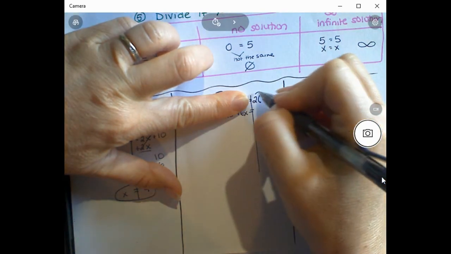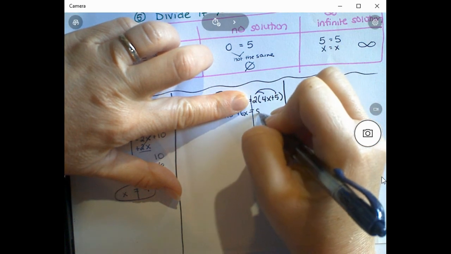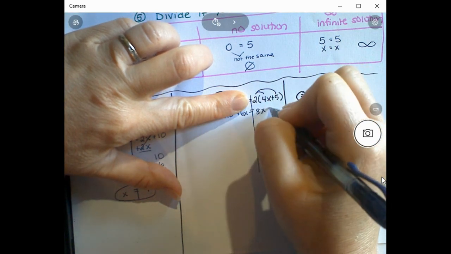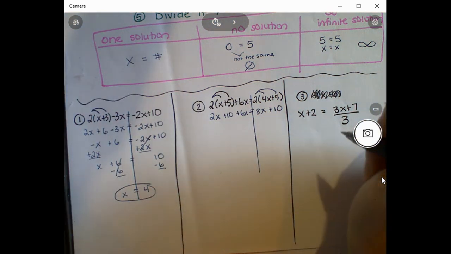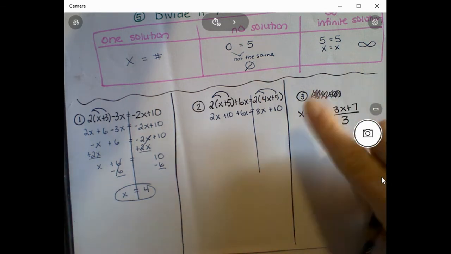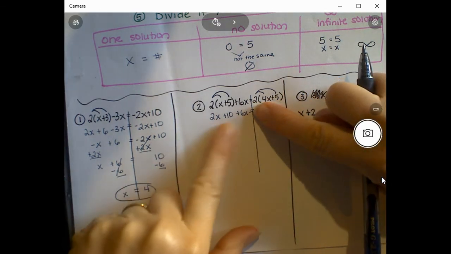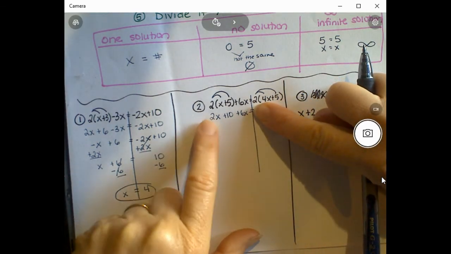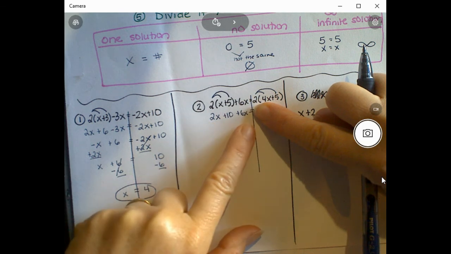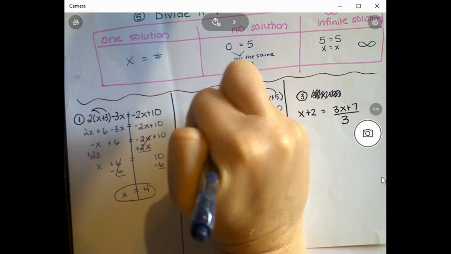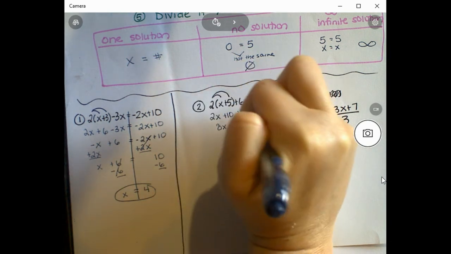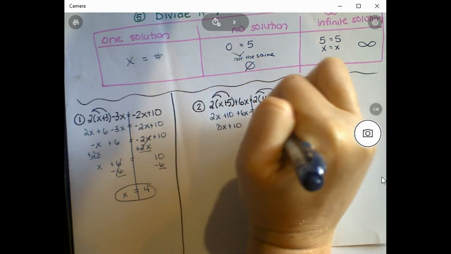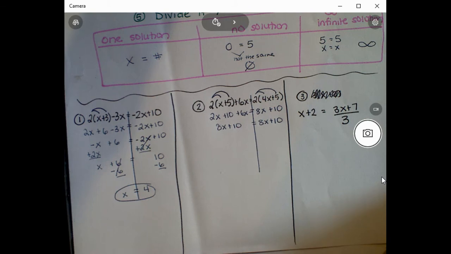Yes. 2 times 4x is 8x. 2 times 5 is 10. All right, distributing is done. Let's look at the next thing. Can I combine like terms? Yes, 2x and 6x. That's 8x. All right, add or subtract something.